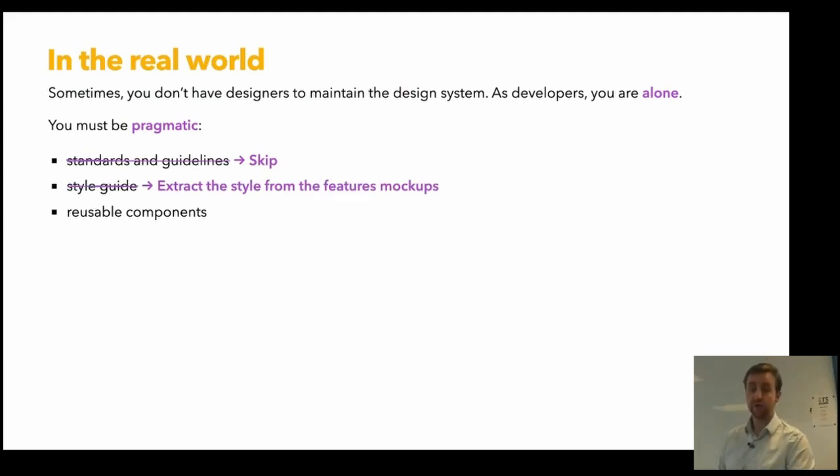For the style guide, you try to extract the style from the feature mockup. I hope you're still going to get mockups from designers, mostly related to a really specific feature that the developer needs to implement. And based on that, you're going to extract, okay, based on my mockup, I know that I need to have this color in my design system. I need to have this typography in my design system. I need to have this set of icons, things like that.